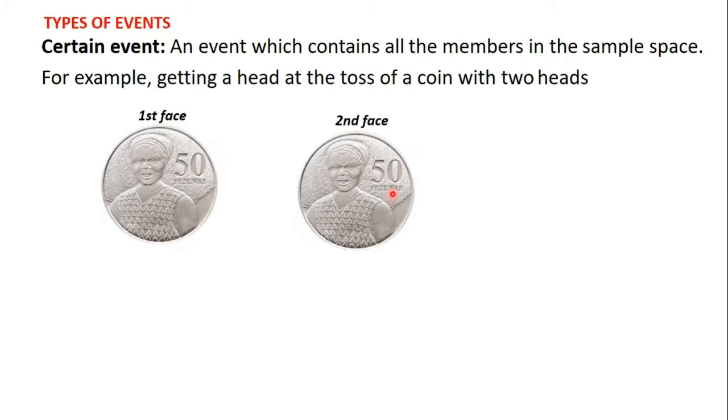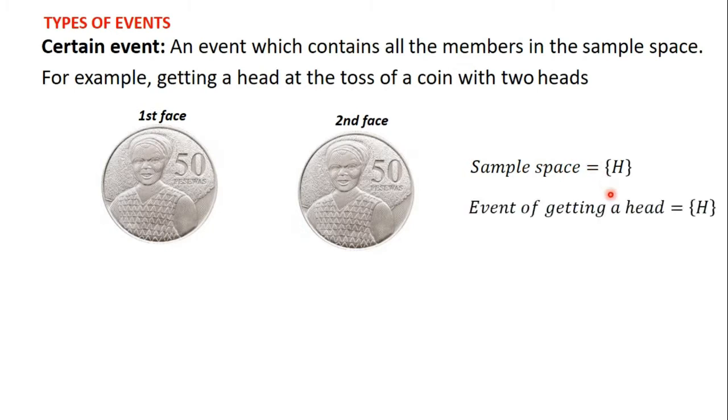Now when you toss this coin, the sample space, which is the collection of all the possible outcomes, will be a head represented by H. Because when you toss this coin, you are only going to get a head. Whether it falls on the first face or the second face, you are going to get a head. So the possible outcome is a head. The event of getting a head is also a head. So in this case, the members in the sample space and the members in the event are all the same.